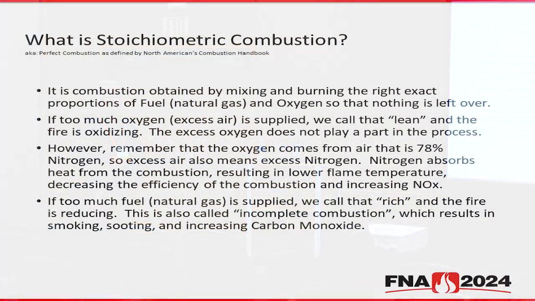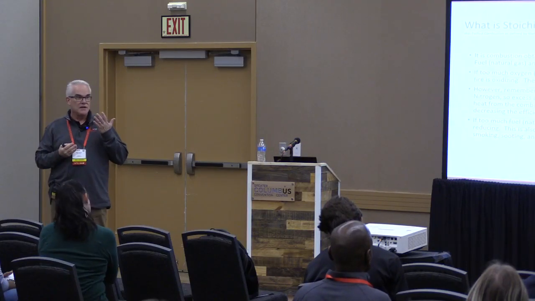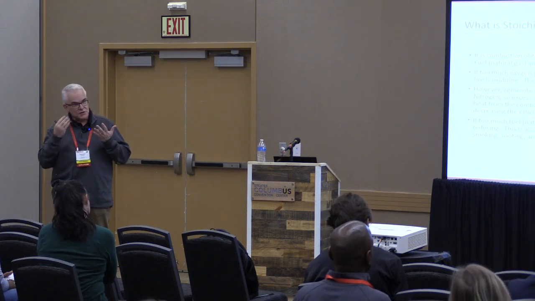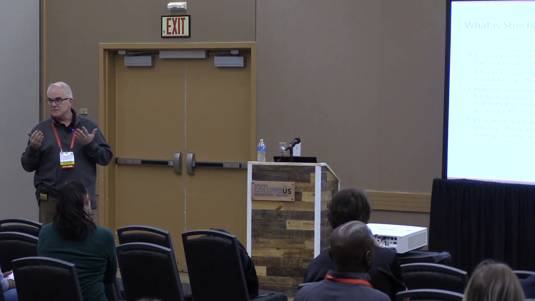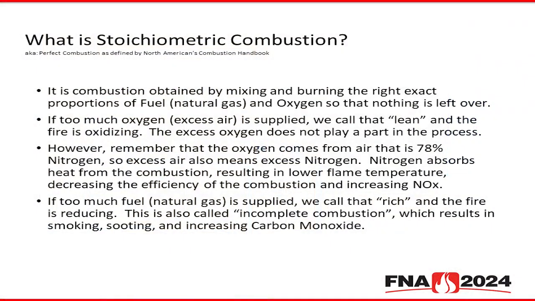Stoichiometric combustion is obtained by mixing and burning the exact proportions of fuel, again, natural gas, and oxygen, so that nothing is left over. The idea is just enough air and oxygen to consume all of the natural gas that you have. If you have too much oxygen, excess air, that's called lean.